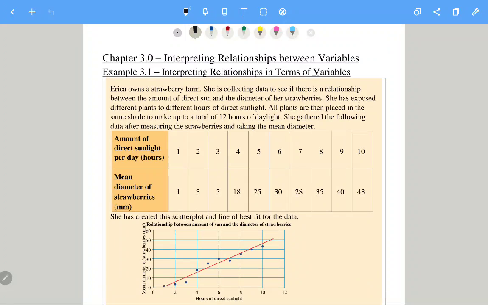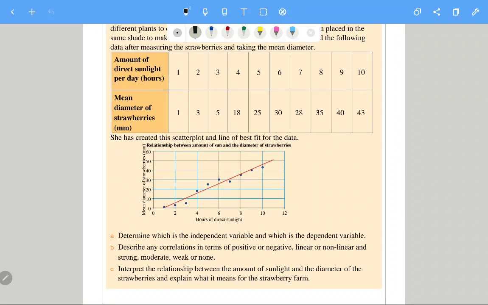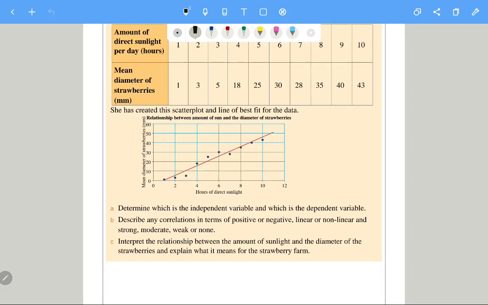So the amount of direct sunlight per day, hours 1 up to 10, and mean diameter of strawberries went up to 43, it looks like. And you can see that there's quite a nice graph there. And so the first thing is determine which is the independent variable and which is the dependent variable.